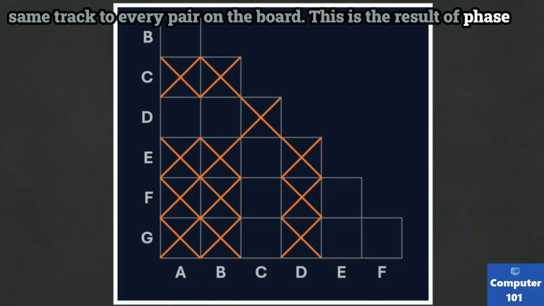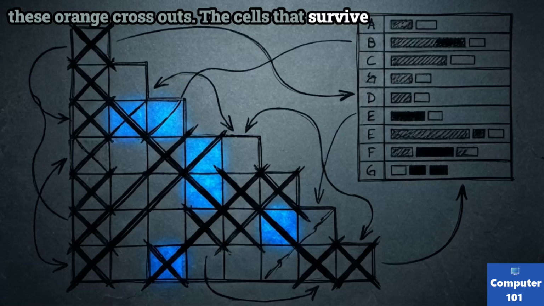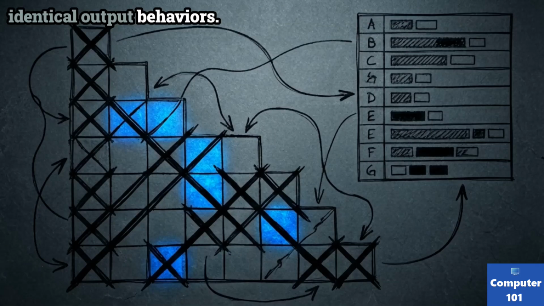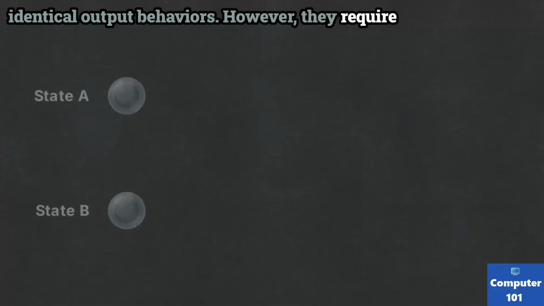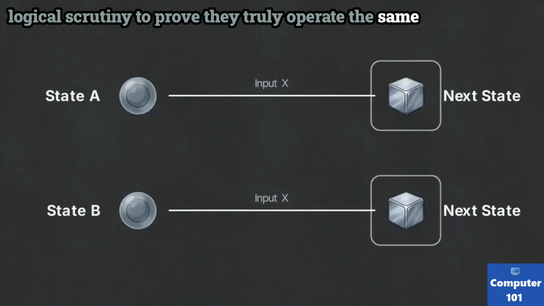This is the result of phase 1. All immediate output conflicts have been found and removed with these orange crossouts. The cells that survived this first pass share identical output behaviors. However, they require a deeper layer of logical scrutiny to prove they truly operate the same way.